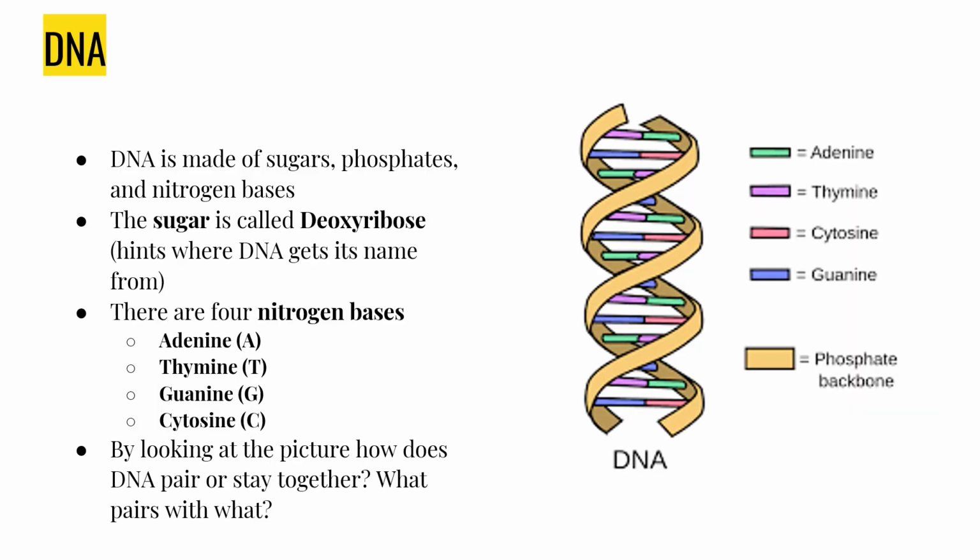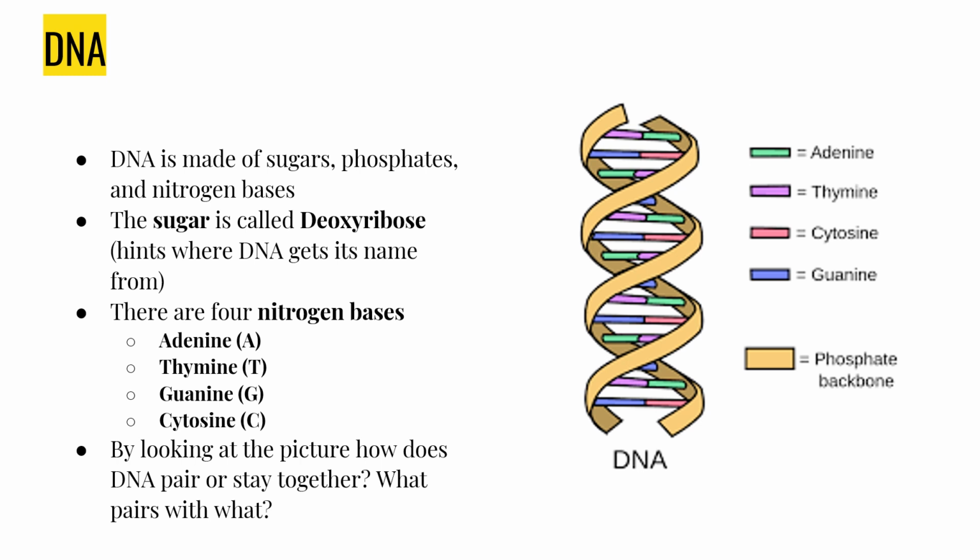DNA. So DNA is made of sugars, phosphates, and a nitrogen base. The sugar is called deoxyribose, hence where DNA gets its name from. There are also 4 nitrogen bases. Adenine, marked as A usually when we do any kind of DNA pairing. Thymine, which is the T, guanine, G, and cytosine, C.